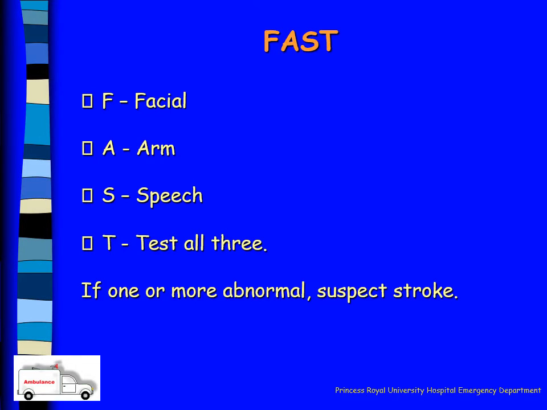When you're doing your clinical assessment, of course, there's the quick, fast test, looking at the face. Is there a palsy, a seventh nerve palsy? Is the arm weak? Ask them to raise both arms up in front of them and see whether there is any pronator drift. Listen to their speech, and if they or their relative is telling you their speech is different or slurred, then do take that into account very seriously. And T is for testing all three of those elements. And if one or more is abnormal, suspect a stroke.